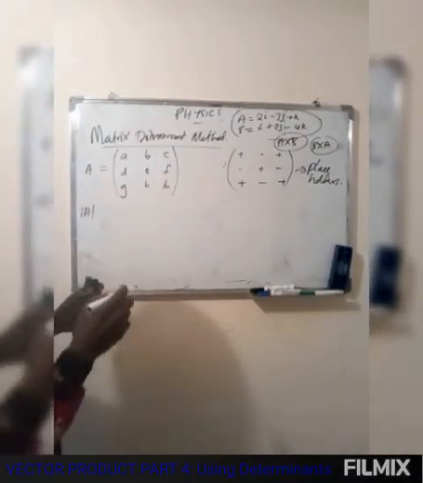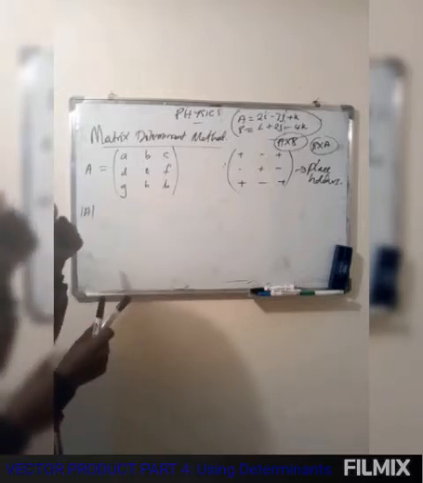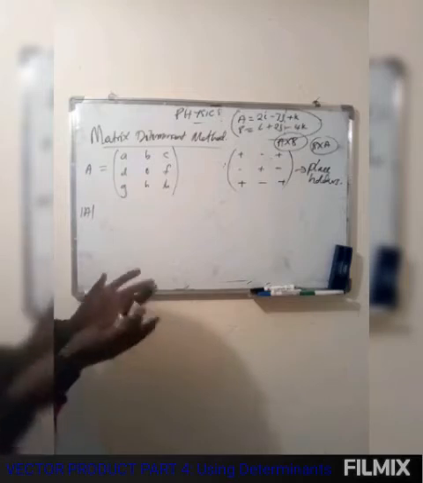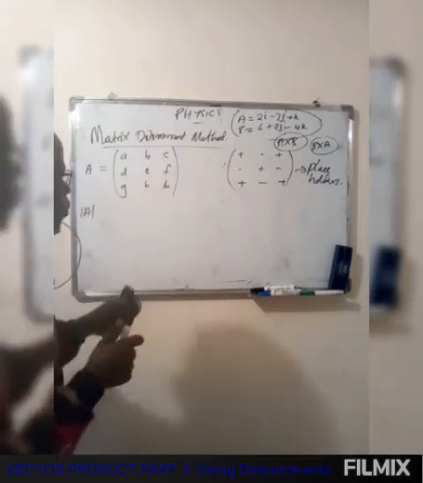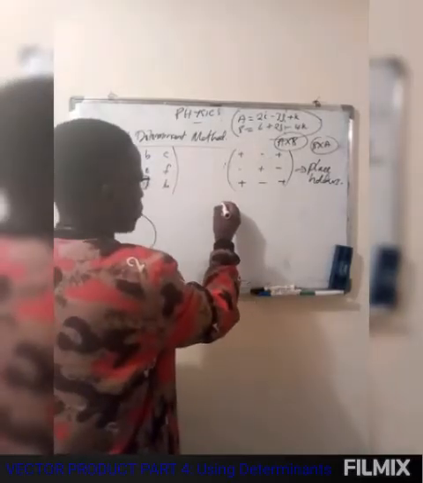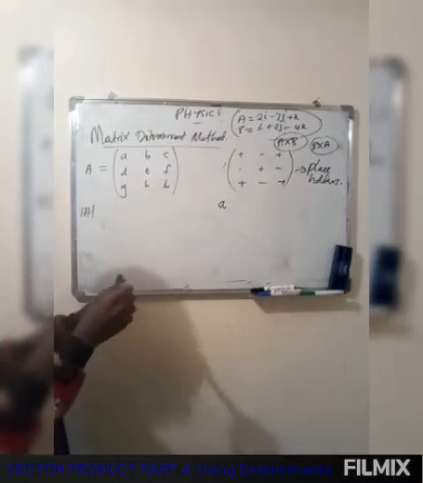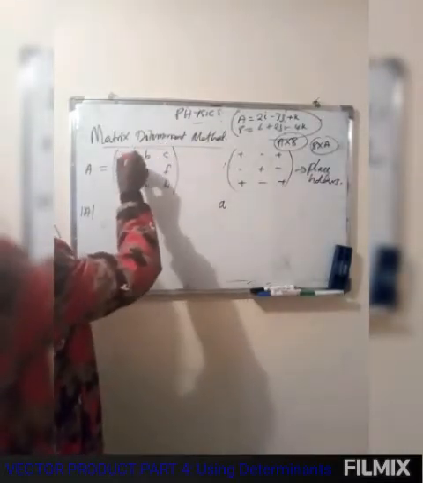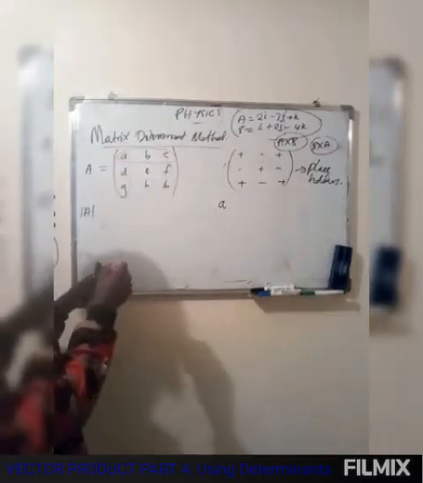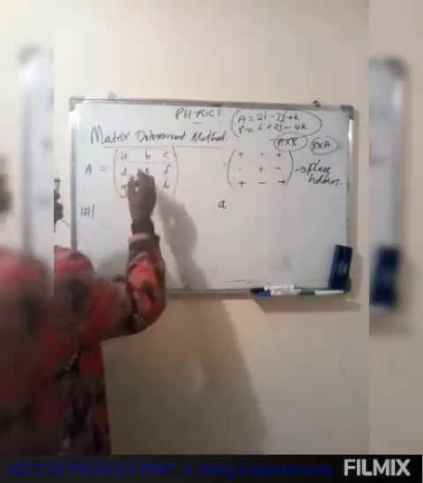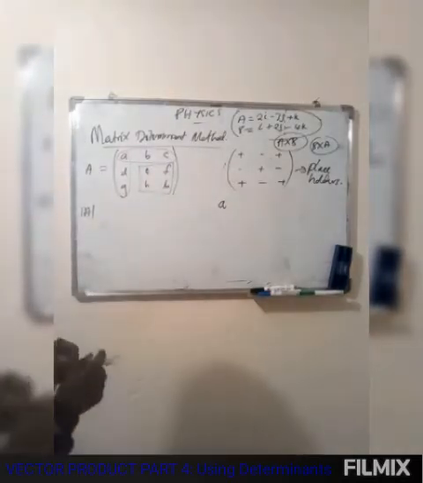You get the minor when you cancel out the row and column in which a particular cofactor is located. What remains is a 2 by 2 matrix, which is called a minor. For example, if the cofactor I'm looking at is A, I'm going to cancel out the row and column in which A is, and what remains is a 2 by 2 matrix called a minor.